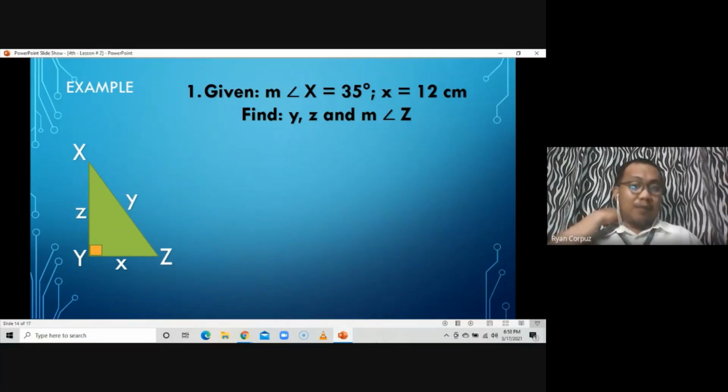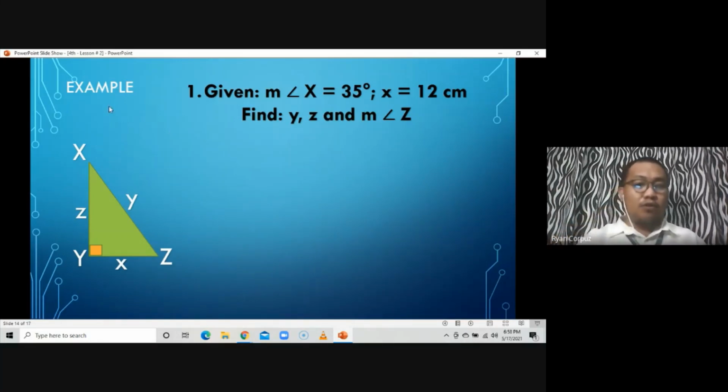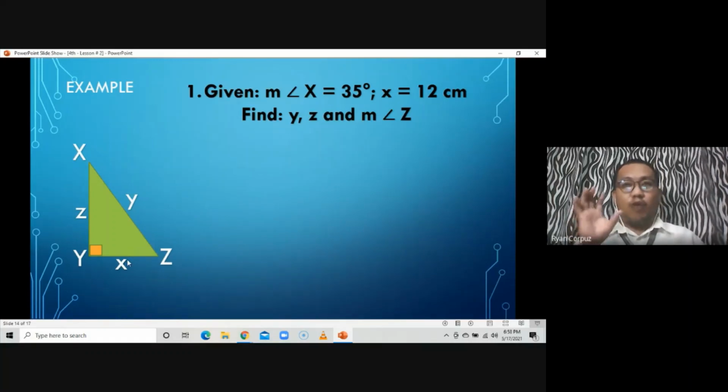Hindi pwedeng magkaiba yon, na angle X dito, tapos ang katapat niya, angle Y. So, hindi pwedeng iba. Ano yung katapat niya? Ang katapat niya is the small letter of that capital letter na angle.